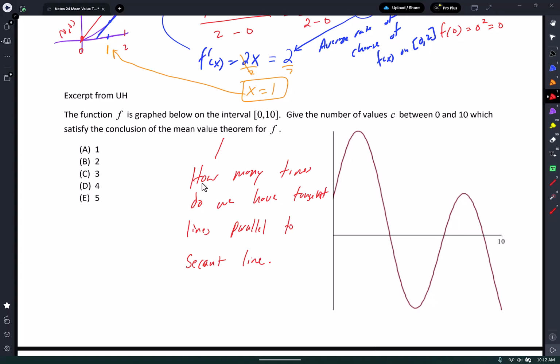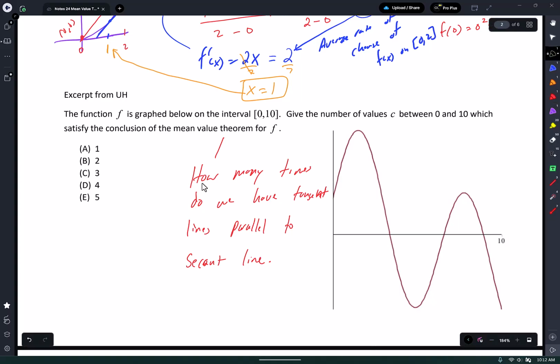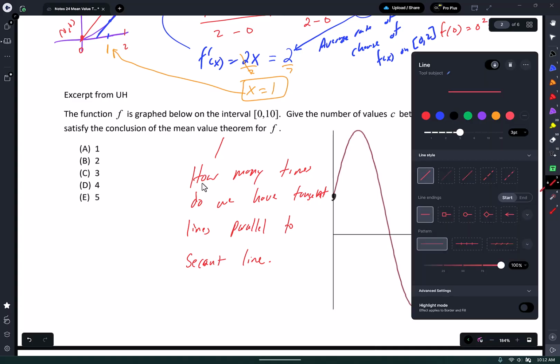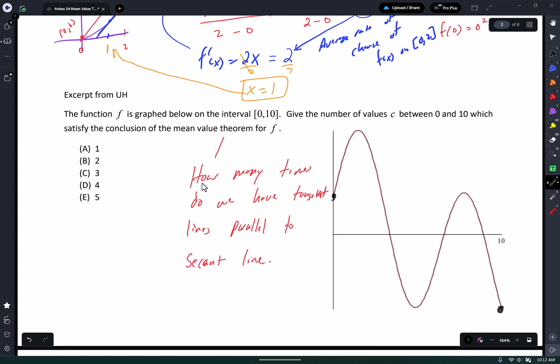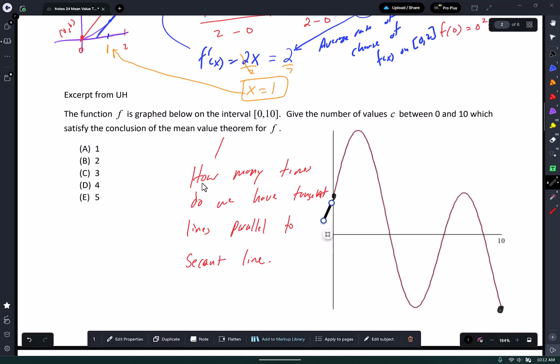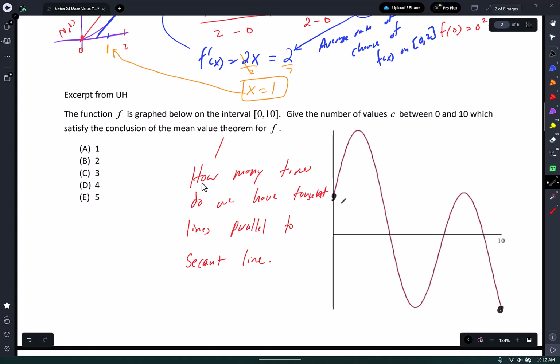Let me explain, because I don't want you guys to become robots. The secant line between 0 and 10, the slope of that line is your average rate of change. Let me see, can I connect it with a straight line? Let me see if I can pick a color here. And it's a little off. Let me erase it. There we go. Yay, that's cool. All right, you guys ready?